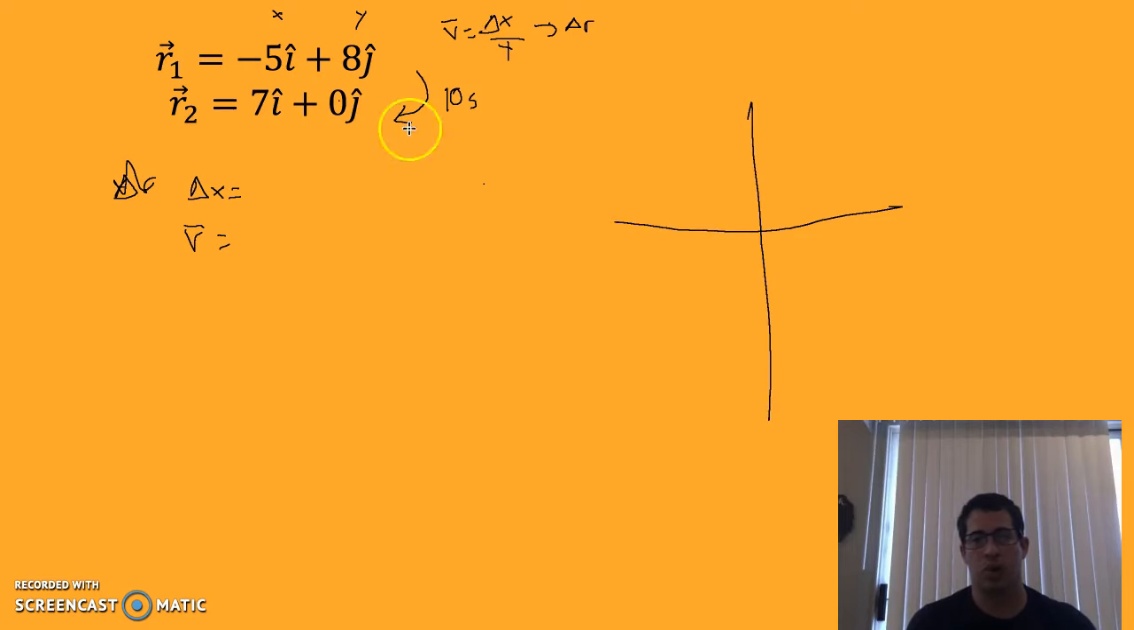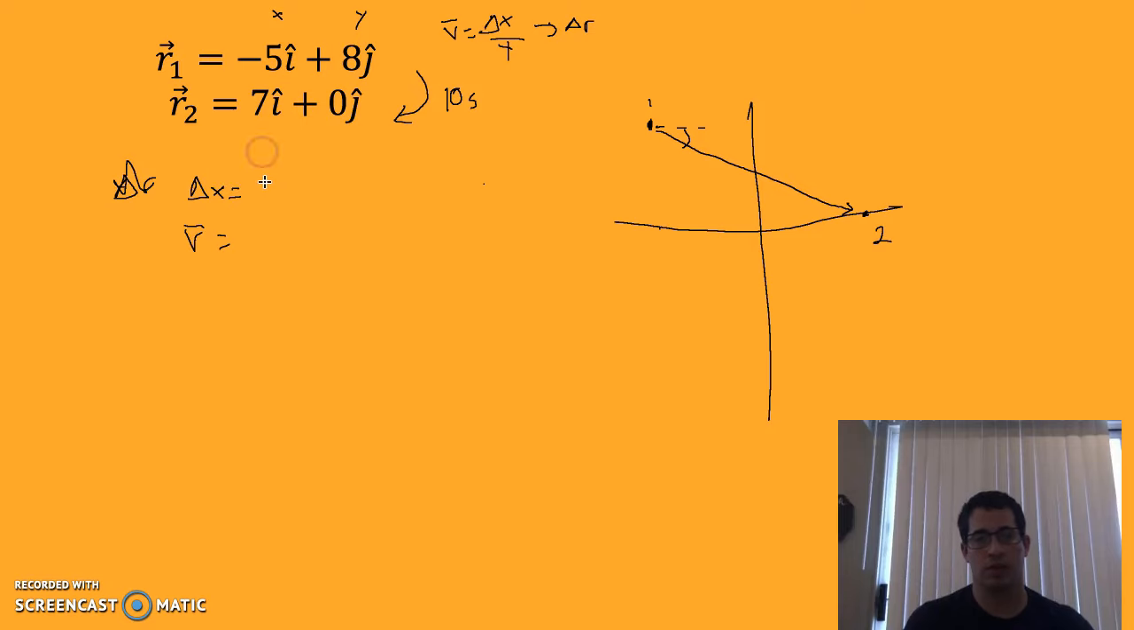R1 is negative 5i plus 8j, so it's going to start somewhere right here, and then it's going to end up at 7i plus 0j, and so we have this change in position. This is position 1 here, and that's position 2 here. It's going from there to there. So our displacement vector is going to look something like this. It's going to have some angle and some magnitude, and then we can also use that to find our average velocity.